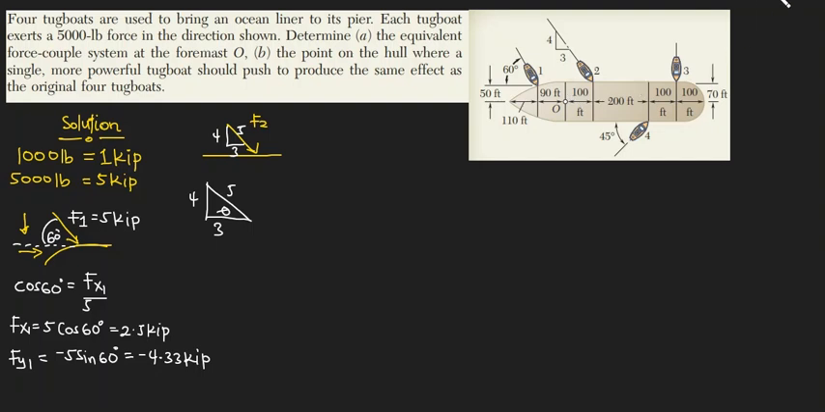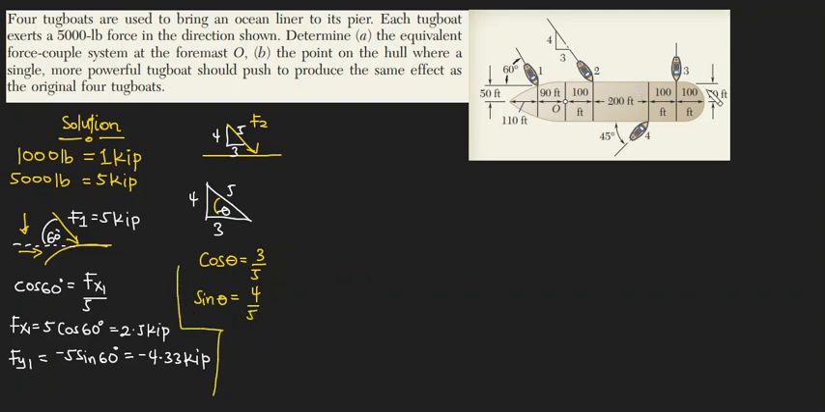So now let's take cosine of that angle theta there. Okay, so cosine of theta will be equal to the adjacent side over the hypotenuse, and then sine of theta will be equal to the opposite side over the hypotenuse. Okay, let's take note of that.